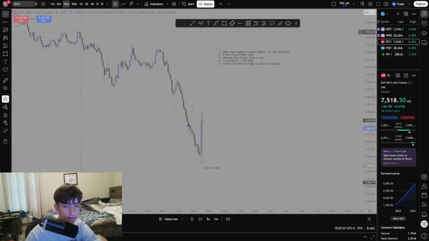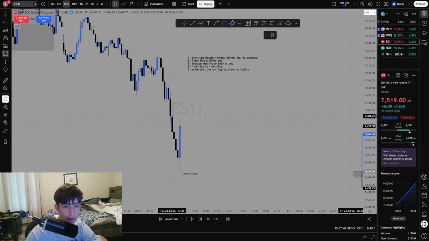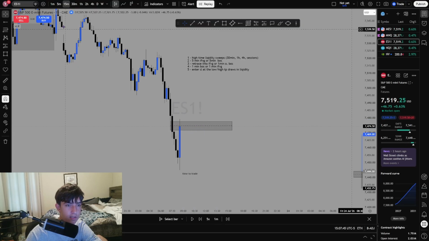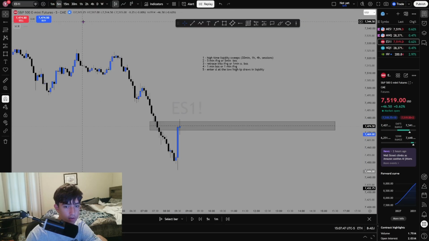As we can see, we can go to a 15-minute. We see a fair value gap. That's perfect. So it's probably gonna reject off the fair value gap. We're gonna see if it's a nice rejection. So remember, what do we need? We need a 5-minute break of structure or a 5-minute inverse fair value gap.